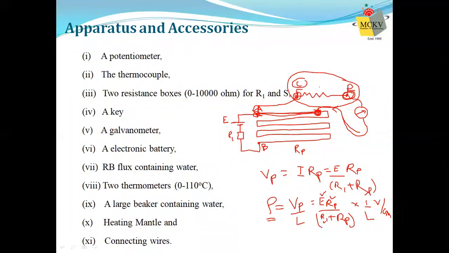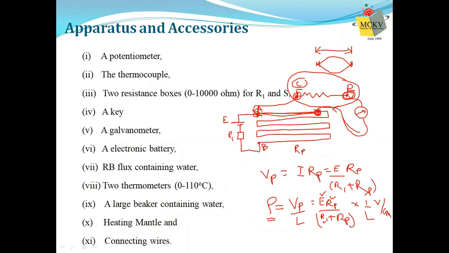In case of CD, here we will have a thermocouple whose potential difference we need to measure. So we'll connect one end of the thermocouple to point A and the other end through a galvanometer to a jockey, and that jockey will slide. The point where we will have no deflection means that the potential difference across the thermocouple is the same as the potential difference across the potentiometer wire up to the point where the jockey is touching.